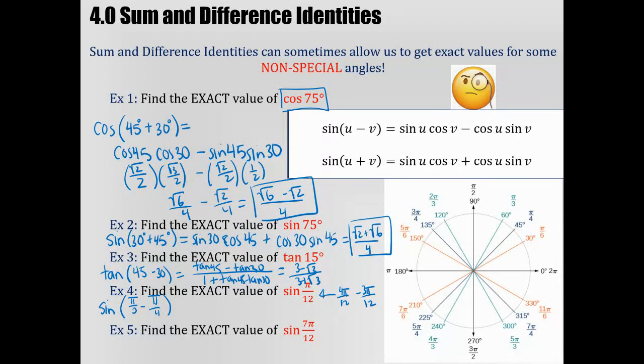So start with a special angle, you've got to think it through. You need to make sure that they're both special angles. I don't want to end up with something like 5 pi over 12. That's not a special angle. We can't work with that. It doesn't help me at all.